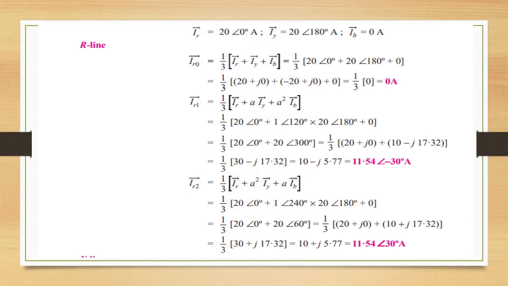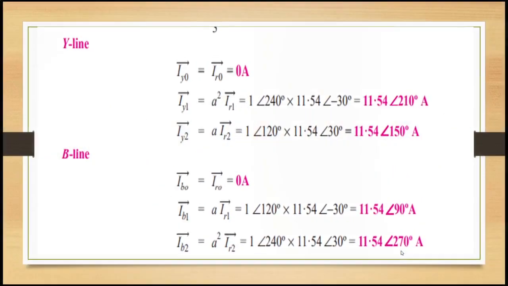In R line, IR0 is 1/3 of IR plus IY plus IB, that is 1/3 of 20 angle 0 plus 20 angle 180 plus 0, that is 0 amps. IR1 is 1/3 of IR plus AIY plus A square IB. That value after substitutions we are getting as 10 minus J 5.77, that is 11.54 angle minus 30 degree ampere. IR2 is 1/3 of IR plus A square IY plus AIB. After substitutions, 10 plus J 5.77, and in polar it is 11.54 angle 30 degree ampere.